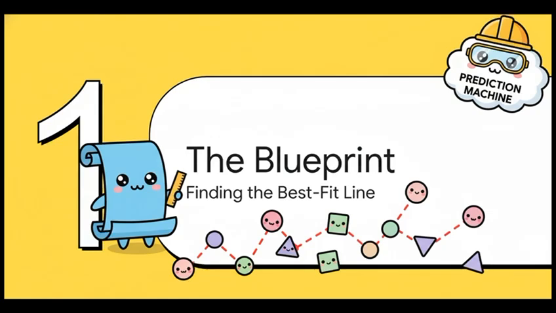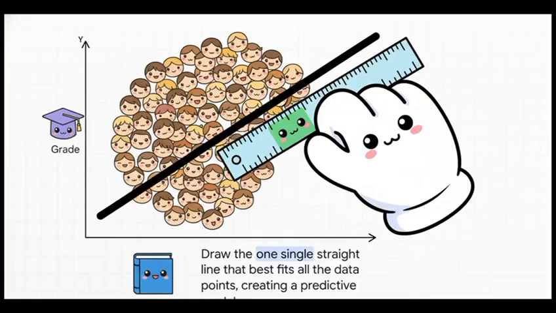Well, every machine needs a blueprint. And for our little prediction machine, that blueprint is something we call the best fit line. I want you to picture a chart. On it, there's a whole cloud of little dots. Every single dot is a student, placed based on how long they studied and the grade they got. Our entire goal here is to draw one single straight line that slices right through the middle of that cloud of dots as perfectly as it possibly can. That line, that's it. That is our prediction machine.